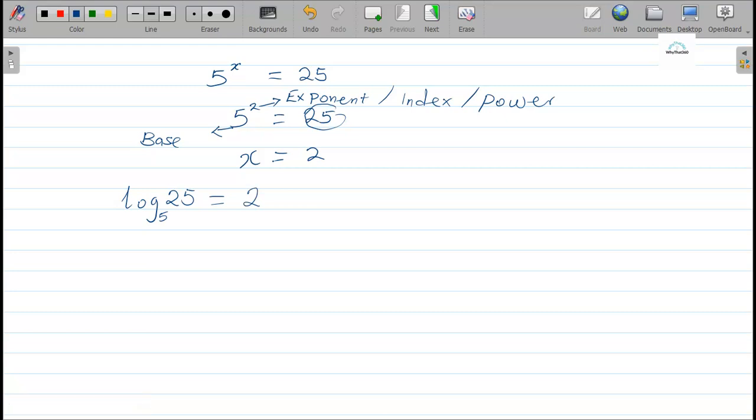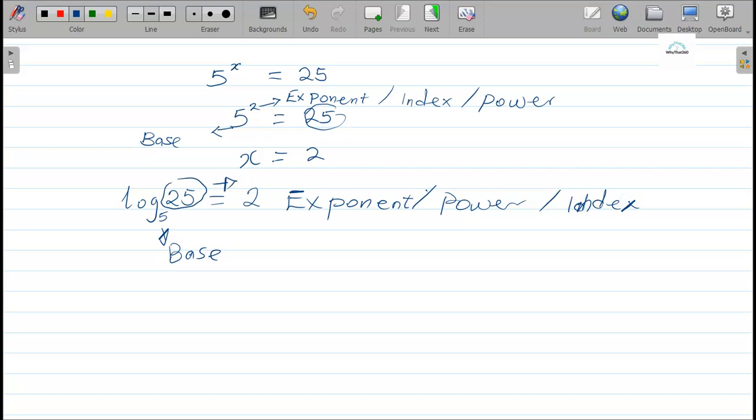And over here we call this 5 the base, and this 2 here, as you know, is the answer right now, and that 2 was the exponent, right? If you look at what we brought down here, the 2 was the exponent or the power or the index. And then this 25 here, when we are dealing with logs, that's called the argument. A-R-G-U-M-E-N-T. That's the argument.